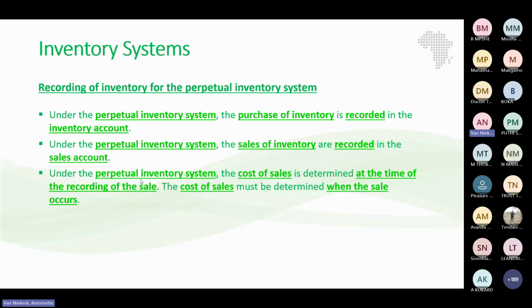Still under the perpetual inventory system, the cost of sales is determined at the time of recording the sale. So each time you sell something, the cost of sales will be determined. It's not like with the periodic inventory system where we do not take it into account. The cost of sales must be determined when the sale occurs.